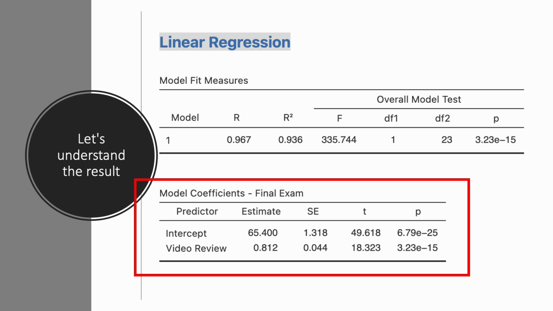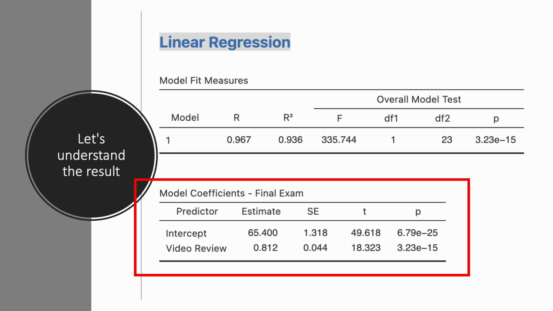Now let's understand the meaning of model coefficients. Intercept, 65.400. This is the expected final exam score when no hours are spent reviewing video lectures. It represents the baseline score. Video review, 0.812. For each additional hour spent reviewing video lectures, the final exam score is expected to increase by 0.812 points, holding all else constant.